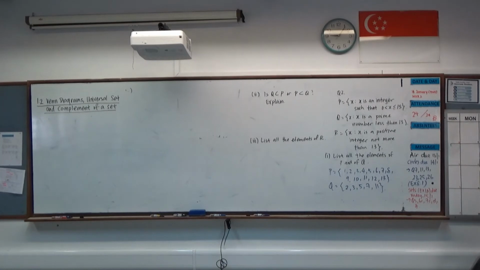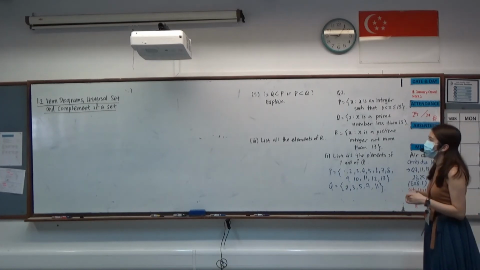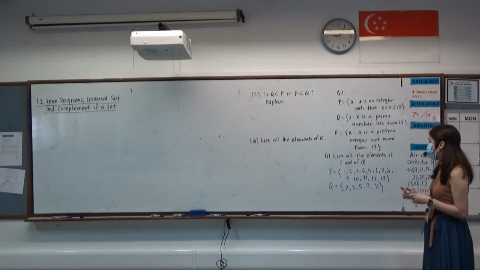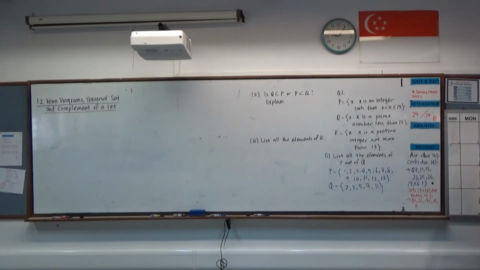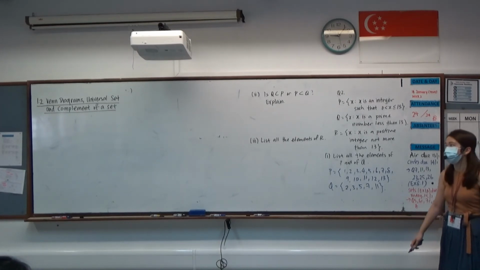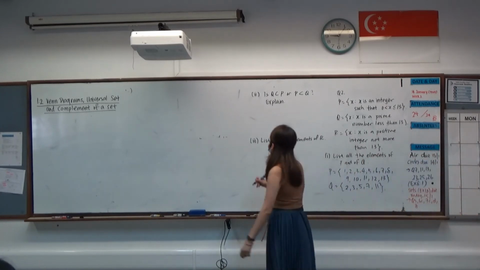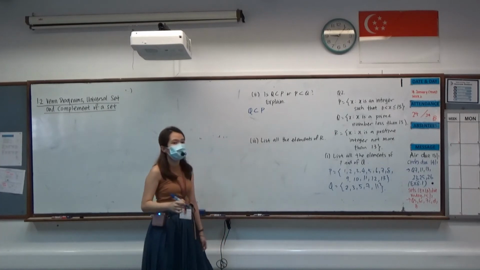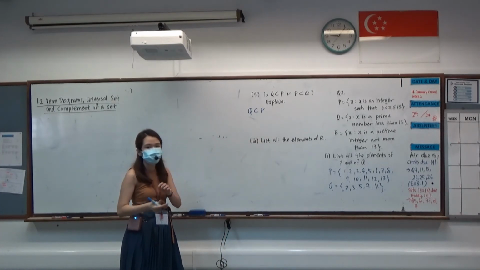In part 2, the question is asking whether Q is a proper subset of P or P is a proper subset of Q. So what will your conclusion be? Okay, so Amanda? I didn't hear your answer. Q is a proper subset of P. Okay, so Joseph also says the same thing. So Q is a proper subset of P, but why would that be the case?